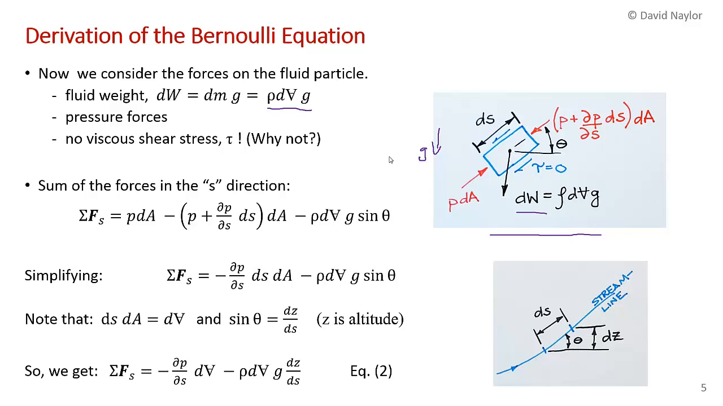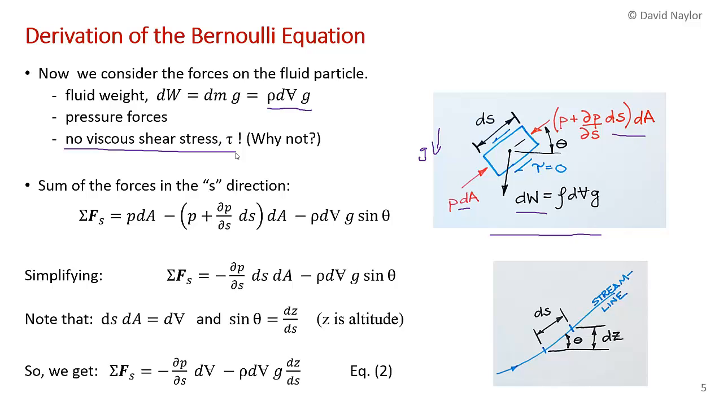There's also pressure forces. Remember, this little blue fluid element has a cross-sectional area dA, so there's a pressure force p dA and another pressure force on this end acting in the opposite direction. And here's the really important point: there's assumed to be no viscous shear stress.